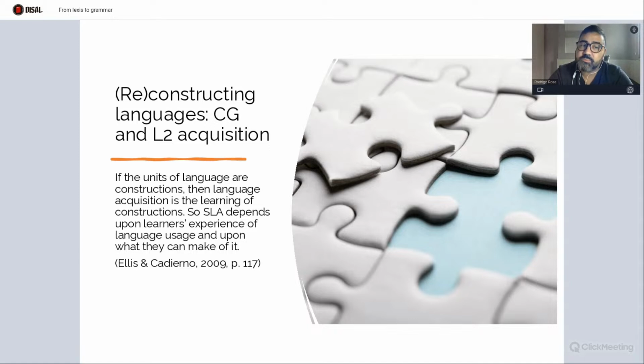So second language acquisition depends upon learner's experience of language. That's what was said here recently. So second language depends upon learner's experience of language usage and upon what they can make of it. This is an interesting perspective too, because it doesn't seem to be a very deterministic kind of thing, right? So learners have a say and they have a clear, active and agent perspective in their learning trajectories, okay?